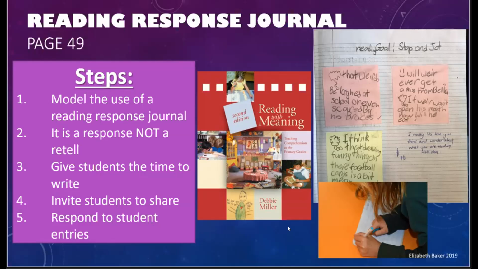And then the fifth step here is that you respond to student entries. Now this response will encourage the students to continue their reading responses, and you don't need to respond to every entry. Make it doable for yourself. And so what I do is the group that I'm working with in guided reading, I would keep their guided reading response journals, and those would be the ones that I would be responding to. Those would be the ones that I'd be making notes and comments on each week.